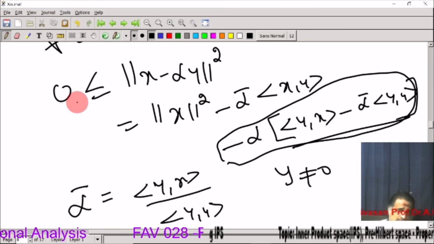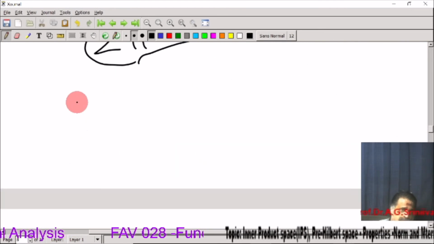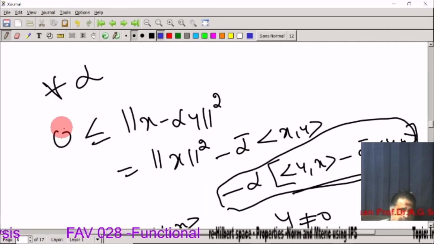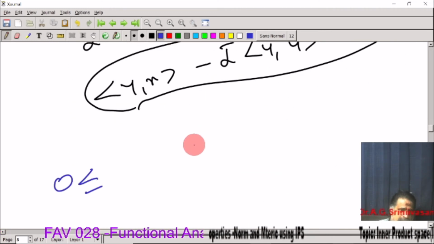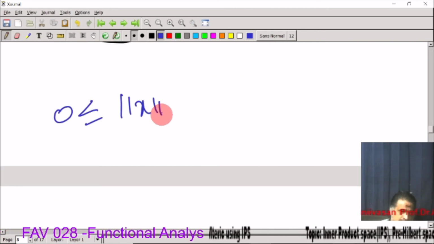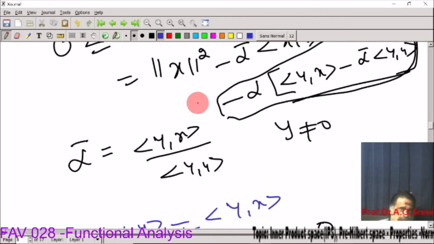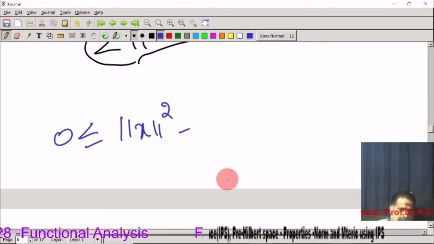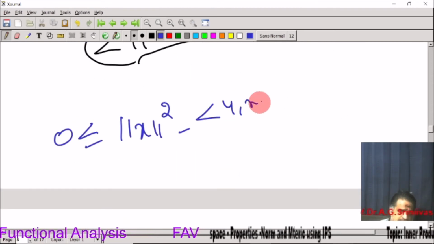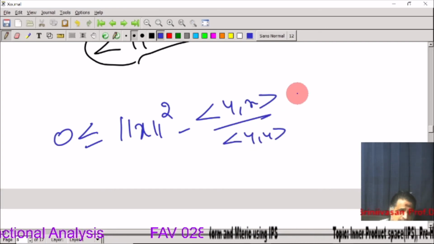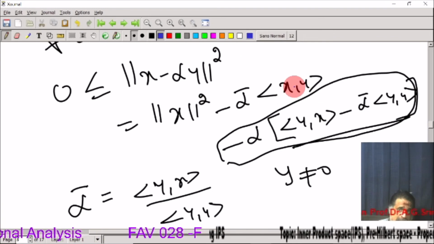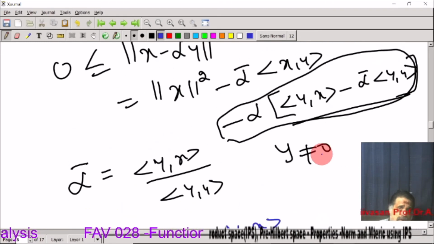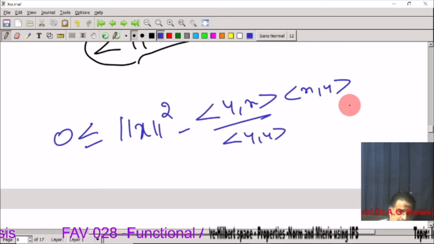So what I have now is the following. Let me write that again. 0 is less than or equal to, I write only this term, norm x square minus, what is alpha bar? Alpha bar in this term is inner product yx by inner product yy, and you still have one more term, xy, and these other terms all vanish, you don't have to write them. That's all, we have done it.